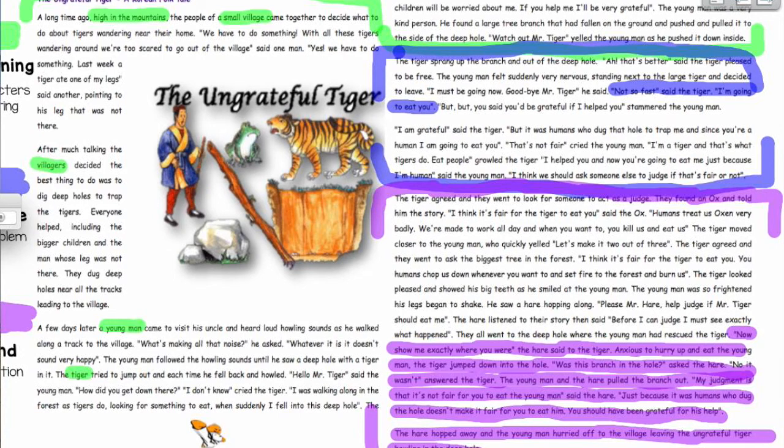In the middle of my story, I have paragraphs 4 and 5. In 4, the tiger gets out of the hole and he tells the human that he wants to eat him. And in paragraph 5, the human says that that's not fair and that they should ask different people to judge. So I'm going to include both of those events in my middle section chart.